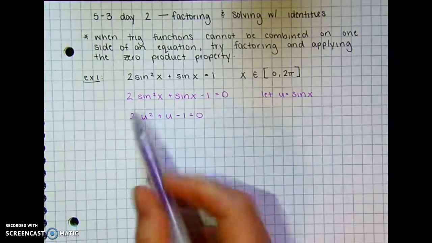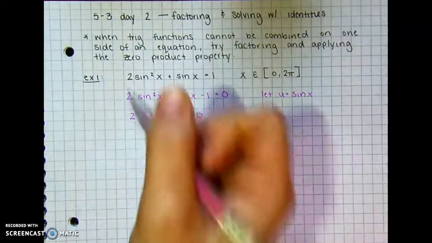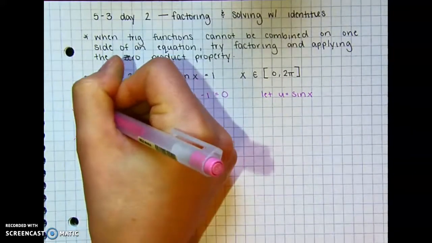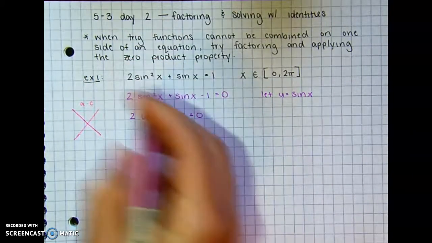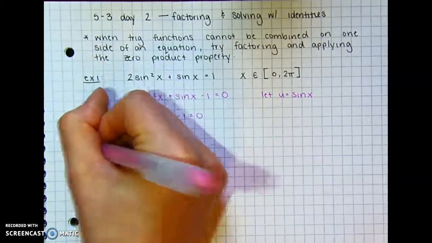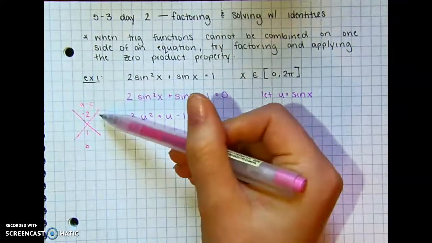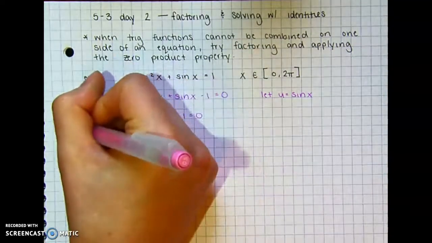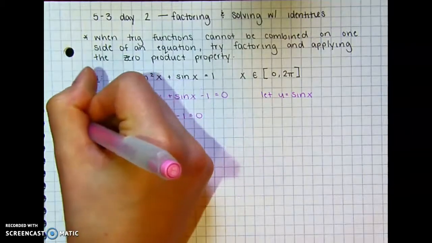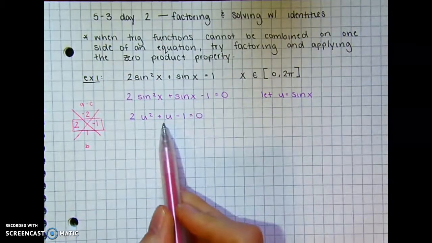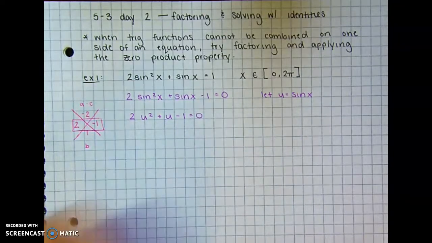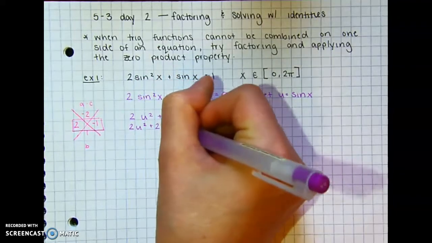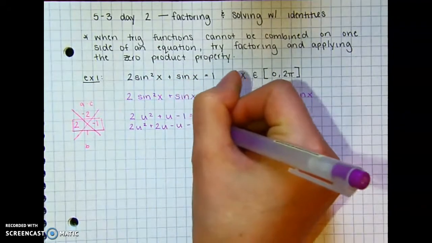So remember, you can do this in your head or do a little x on the side for scrap work. We do a times c, which is 2 times negative 1, and b, which is 1. So what multiplies to negative 2 and adds to be positive 1? That's going to be 2 and negative 1. We take these two numbers and replace them here. So I have 2u squared plus 2u minus u minus 1 equals 0.